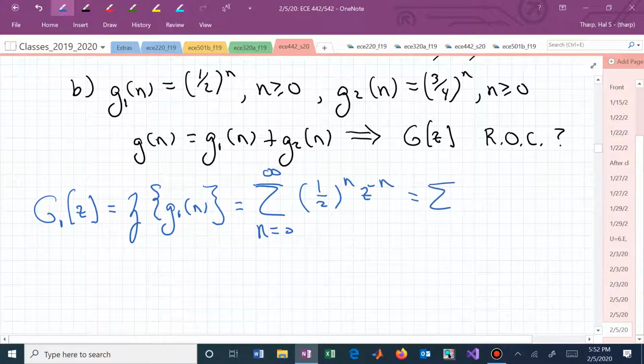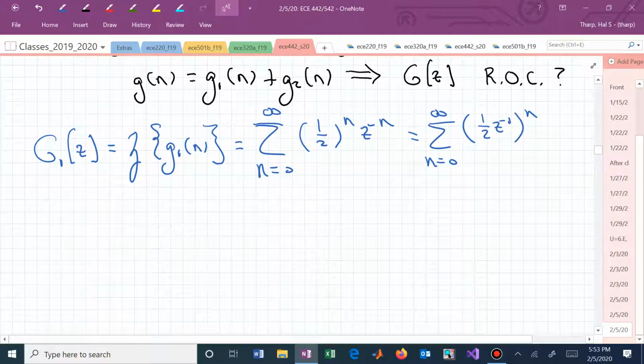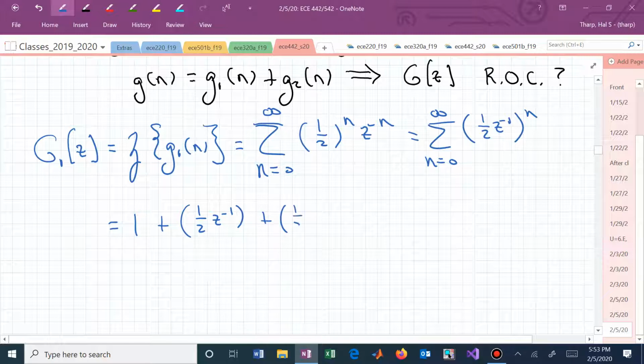Sometimes it's cleaner, I think, to put these two together. We have 1/2 z to the minus 1, to the n. And now we can see our common ratio. The common ratio is what's inside those brackets or parentheses in our series expansion. We now have capital G1 of z is 1 plus 1/2 z to the minus 1 plus 1/2 z to the minus 1 squared, etc. That's capital G1 of z.